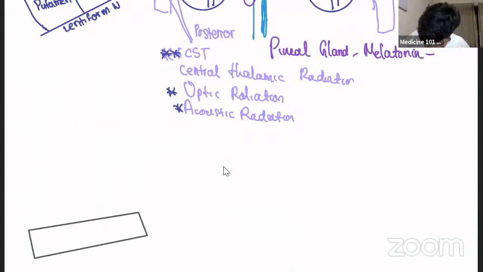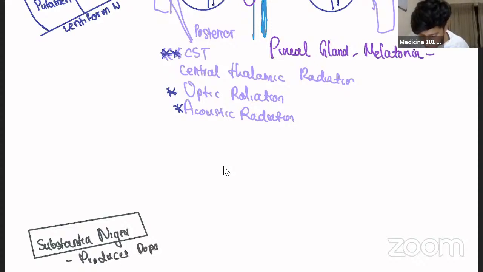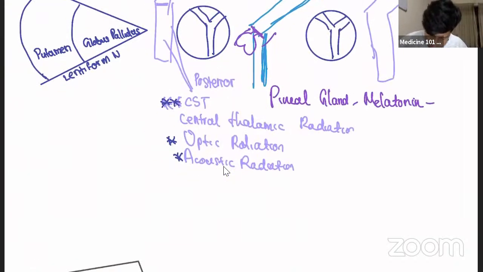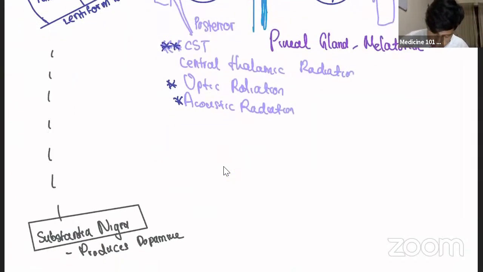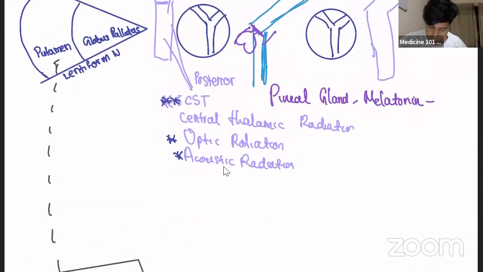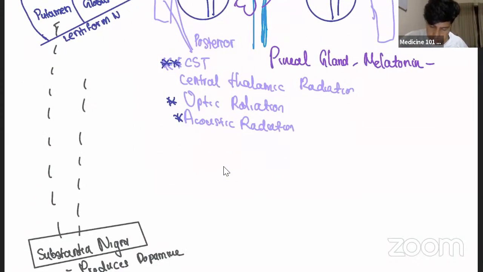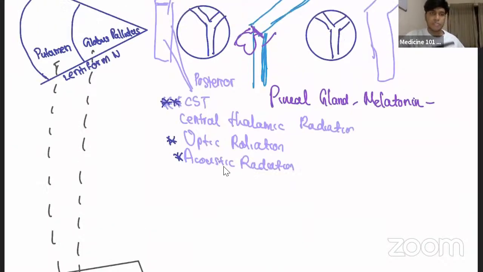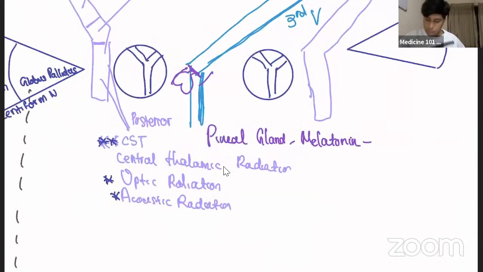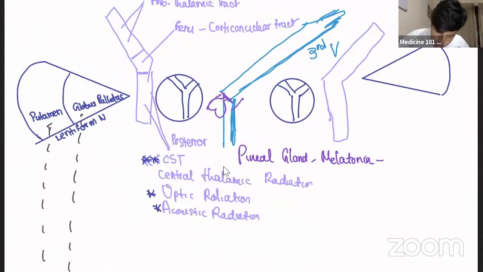Which is called the substantia nigra, which produces dopamine, which is also a part of this midbrain of the basal ganglia. Okay. So this is a part of the basal ganglia. I hope you guys understood this. There's one more structure of the basal ganglia which I need to draw.